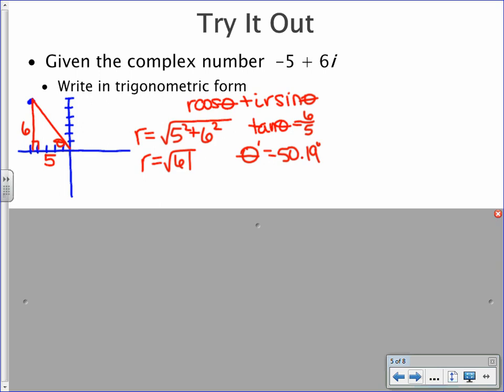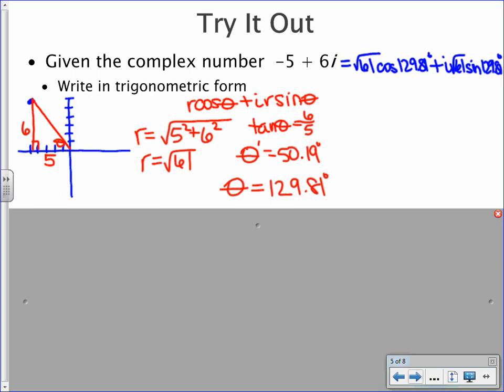Is that the actual angle that we want? No, that's our reference angle. We're in the second quadrant. How do I get the real angle? We need to subtract this from 180. So negative 5 plus 6i would be the same thing as square root of 61 cosine of 129.81 degrees plus i square root of 61 sine of 129.81 degrees.